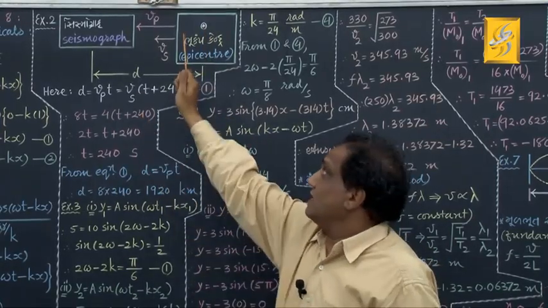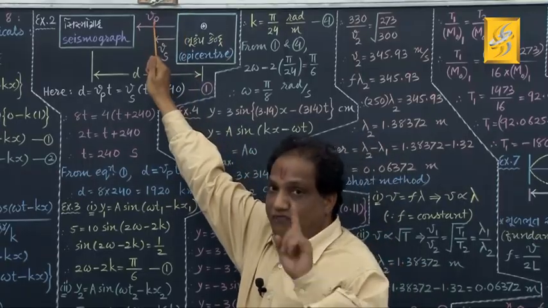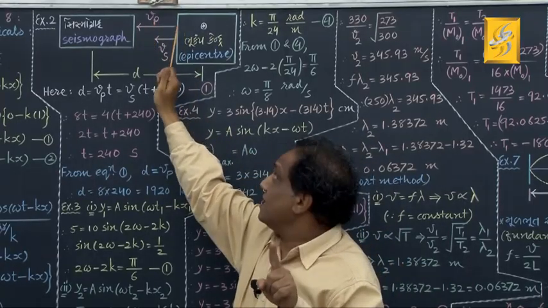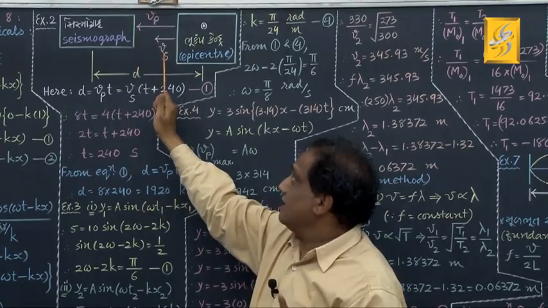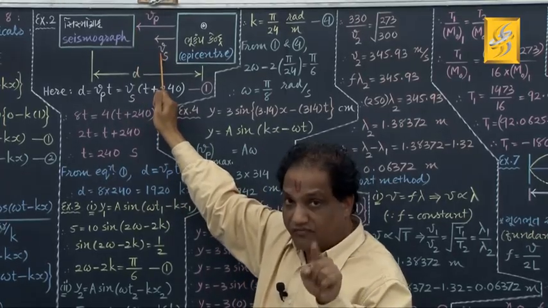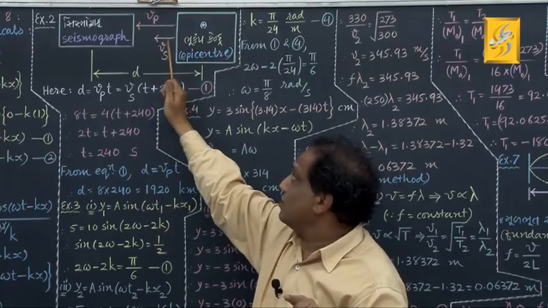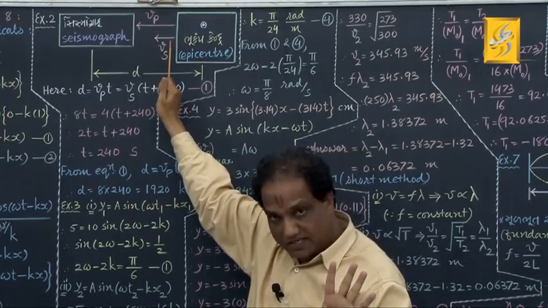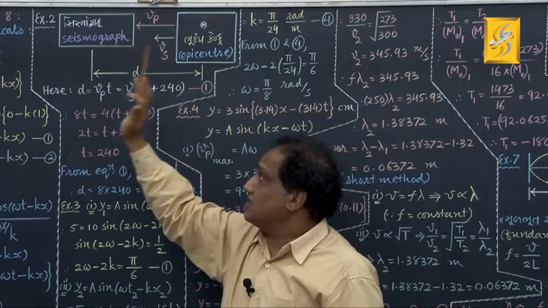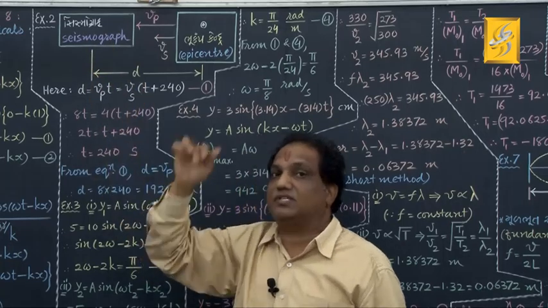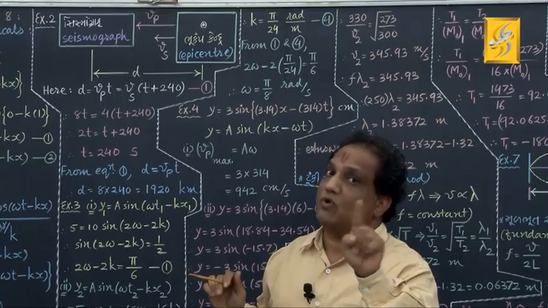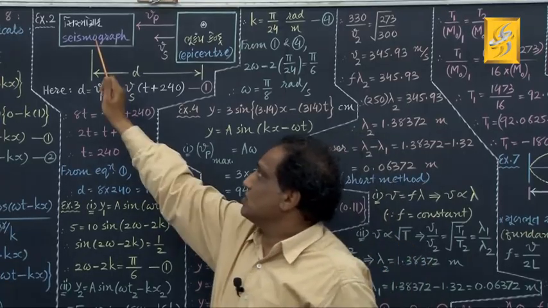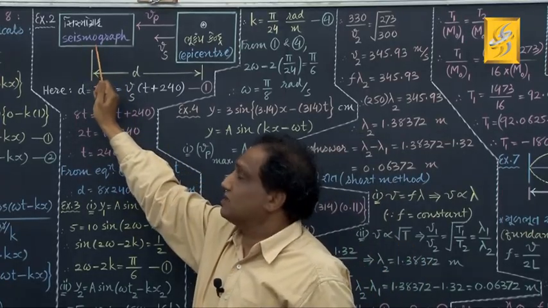One type of wave is called the P wave, for which the velocity is greater. That's why I am putting a longer arrow here. Another wave is the S wave, for which the velocity is smaller. That's why I am putting a shorter arrow. Both the waves reach the device in which these waves are recorded. That device is called a seismograph. Suppose the seismograph is located here.